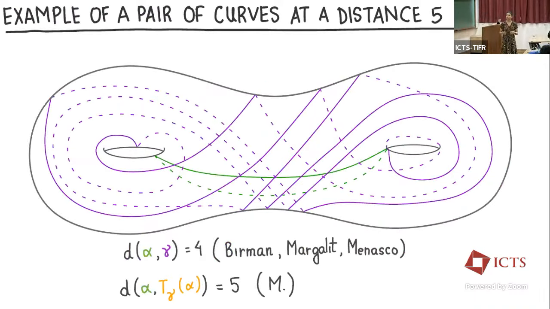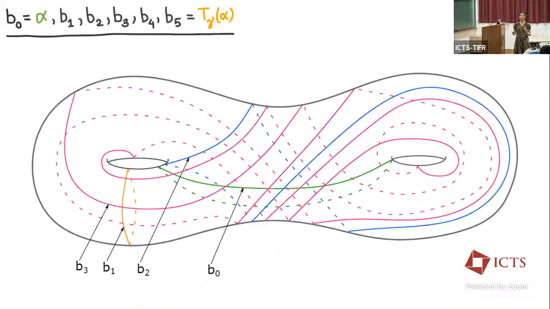Next project, I tried extending this from distance 3 and 4 to distance 4 and 5. I'll just give you the one example that I found. Here, by taking alpha and gamma to be at distance 4, they are minimally intersecting. And this pair of curves was given by Berman, Margalit, and Menasco. If I take the Dehn twist of alpha about the curve gamma, what I get is that these curves come out to be at distance 5. Which is a nice way of extending our theorem from the previous work, but it doesn't work in general.